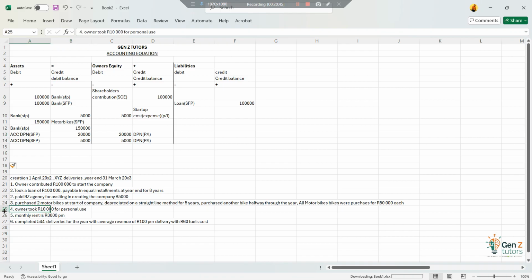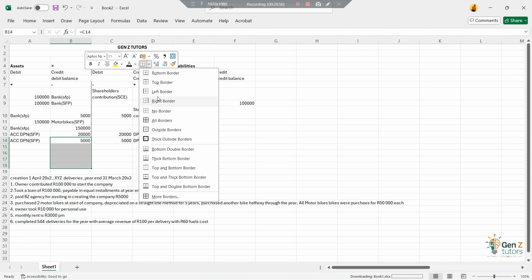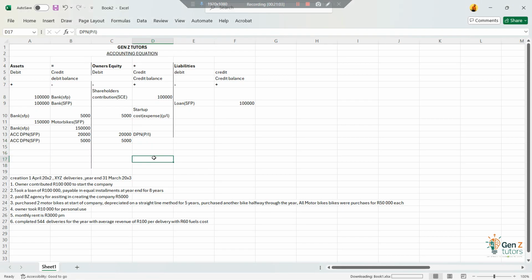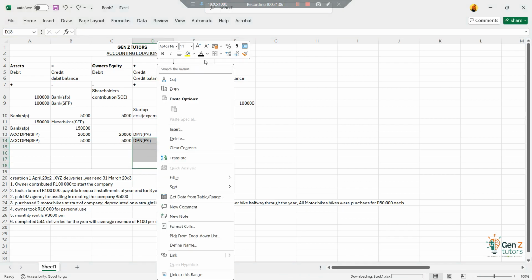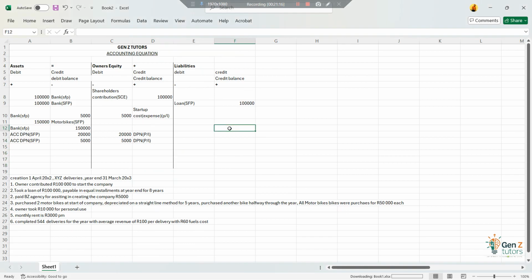And then let's continue with that. We're going to say the owner took 10,000 for personal use. Now this is where things also get interesting. You have to understand one single thing. Drawings are not expenses. You have to start remembering the definition of an expense. It's a decrease in owner's equity, besides equity distribution to equity participants, right? So in this situation, this is a distribution to an equity participant. So this is 10,000. This is due to the equity participant. So it is not an expense. It's just a decrease in owner's equity.